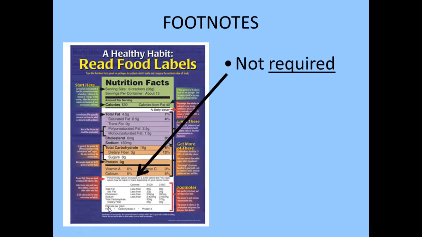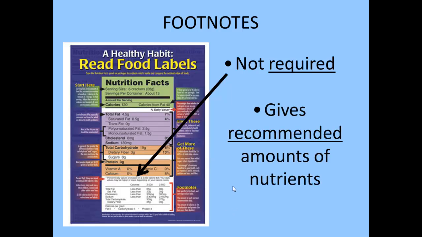Down in this white block here, we have what are called footnotes. And first of all, it's important to know that these are not required to be on any packaging. Essentially what it is, it's a cheat sheet. It gives recommended amounts of nutrients. So say you're trying to read your labels and figure out if something's healthy for you or not, and you forget how much you're supposed to have of each nutrient. You can look at the footnotes and it will remind you. That's all that it's there for.